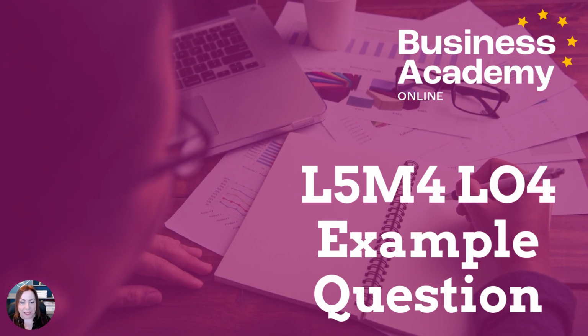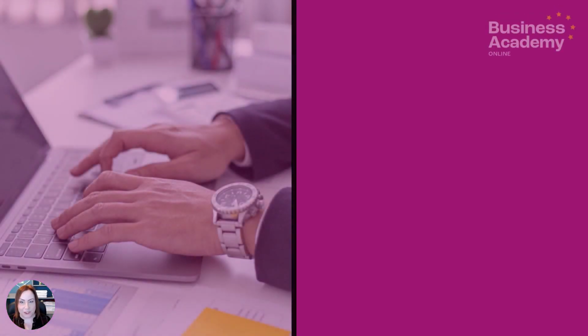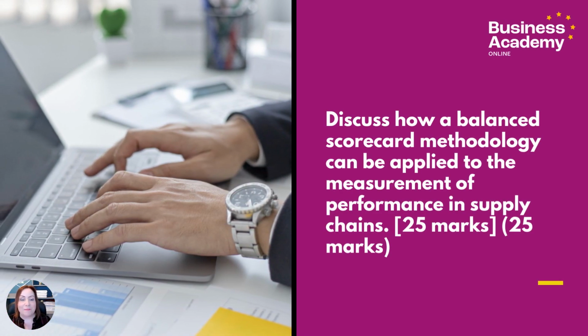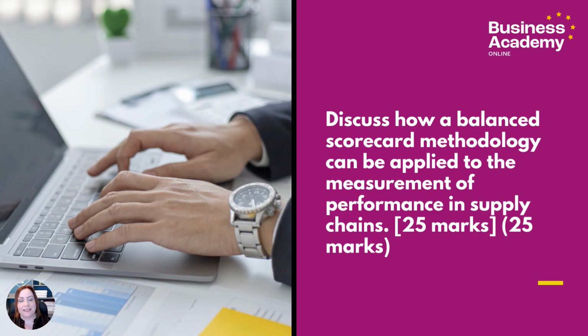So I decided to pick this particular question, guys. Balanced scorecards. Discuss how a balanced scorecard methodology can be applied to the measurement of performance in supply chains. So we can see here that this is 25 marks. And I picked this for a reason. Students seem to have this mental block and hatred for the balanced scorecard, when actually it's a really simple thing. And so I'm going to go through all of this and help you get those 25 marks if this question comes up in your exam.